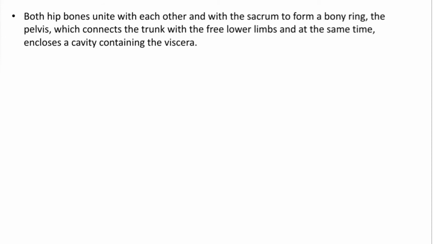Now let's talk about the pelvis as a whole. Both hip bones unite with each other, as you have seen, together with the sacrum, to form a bone ring, the pelvis, which connects the trunk with the free lower limbs, and at the same time encloses a cavity containing the viscera, the pelvic organs. The bone ring is divided into two parts.